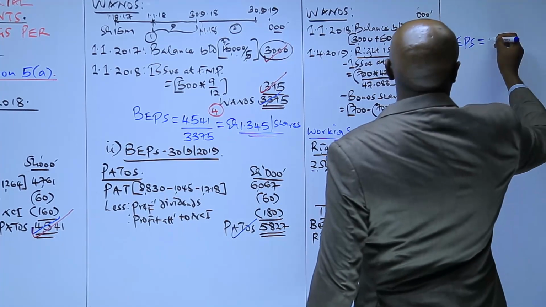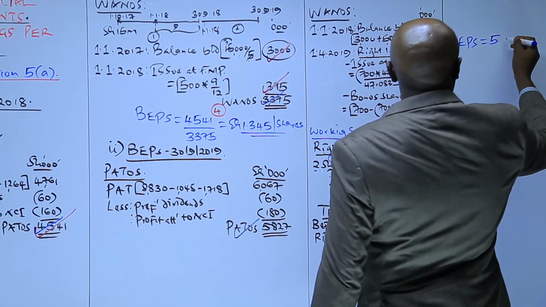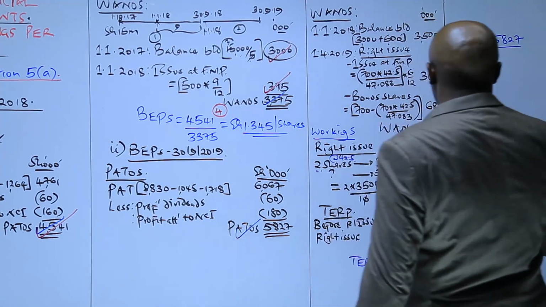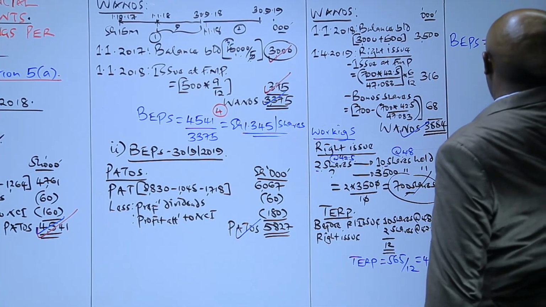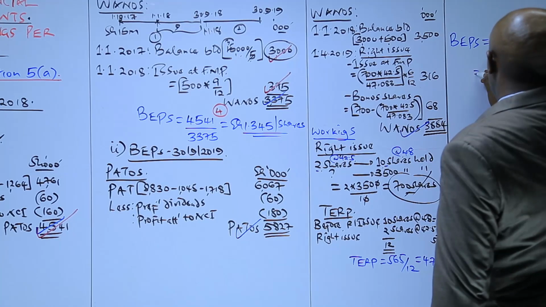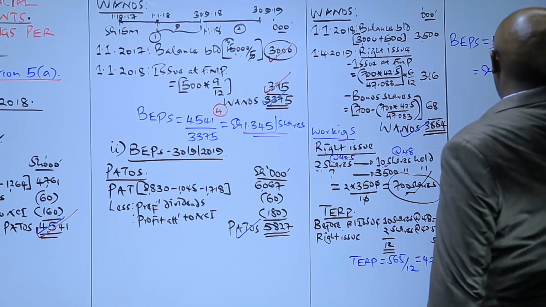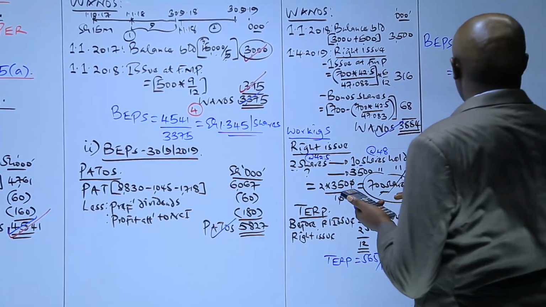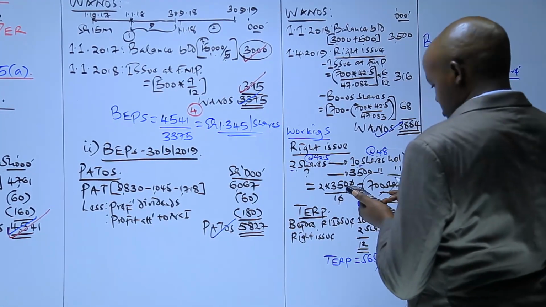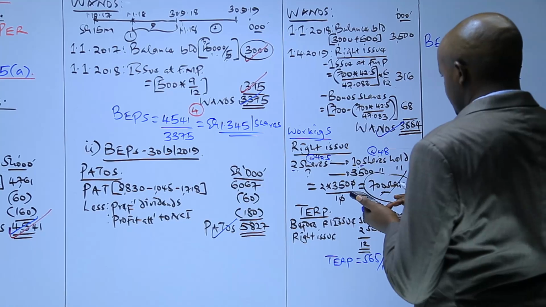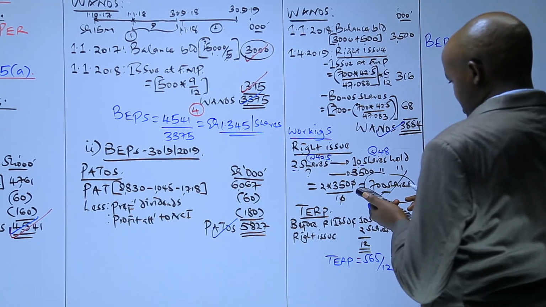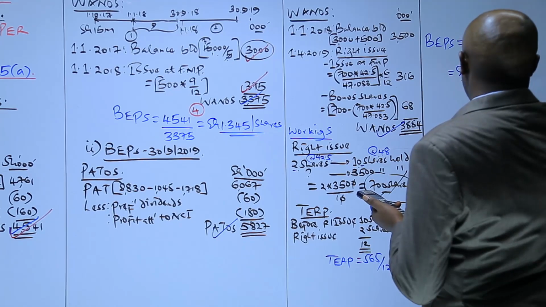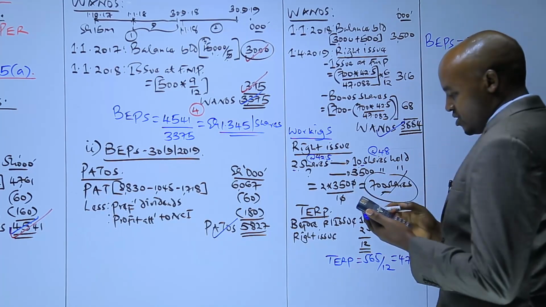Having that, finally, let's compute now the BEPS, the basic earnings per share, which will be equal to the profit attributable to ordinary shareholders. We divide that by the weighted average number of shares, which we have here, 3,884. So this will give us an amount of 5,827 divided by the answer, which will give us 1.50. So that is it.